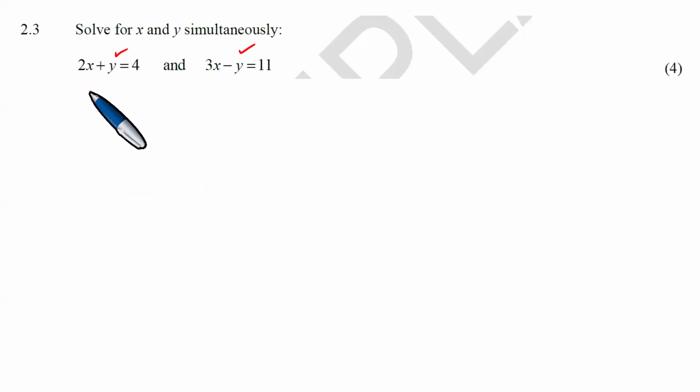y equals 4 minus 2x. Well done. So we just transpose the 2x, and then it became -2x, right? Next, what do we do? Equation 1. Okay, good.